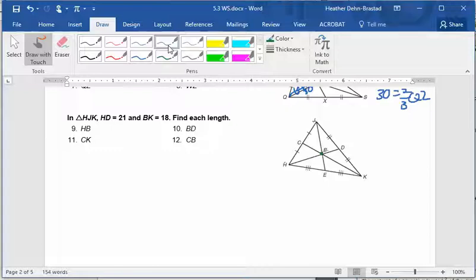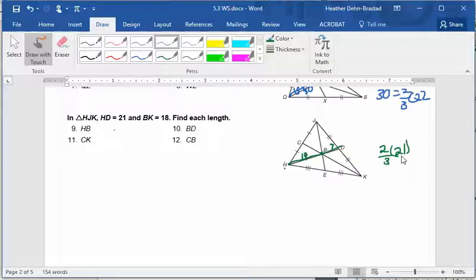We know that HD is 21. This whole thing is 21 from here to here. Well, 2/3 of 21, that's HB. So what's 2/3 of 21? We'll break 21 into thirds: 7, 7, and 7. Two of those, 7 plus 7, that's HB. And this one would be 7 then. 14 plus 7 is 21. So you can answer those two.